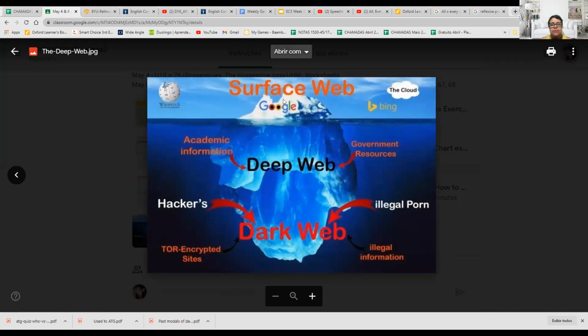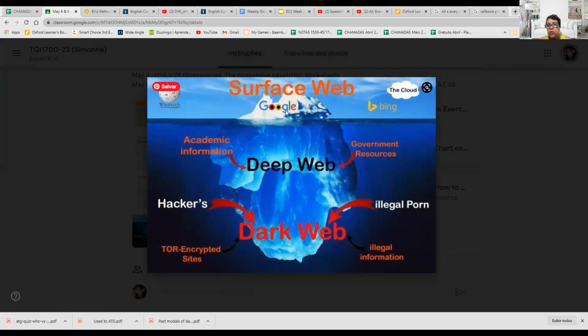the image? Here we have the surface web that we all know. Okay, we have Google, Facebook, and all these sites. Down there, where we have the deep web, we have the academic information, okay, that is secret, and government resources. So these are secret things, and this web, not everybody accesses, okay? And there is also what we call the dark web. Look at the size, okay?